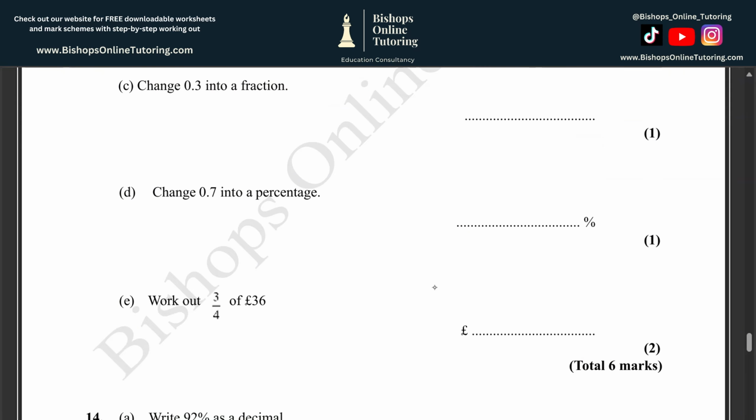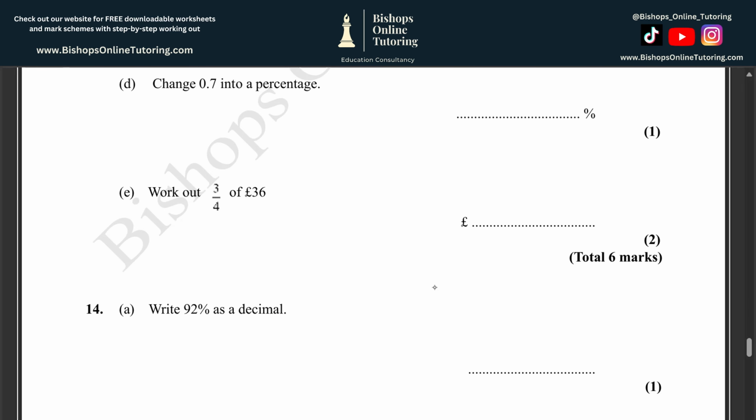Change 0.3 into a fraction. So 0.3 is just 30%, which is the same as 30 over 100. It's not asking us to give it in its simplest form, so we just write 30 over 100. Change 0.7 into a percentage. That's just going to be 70%.